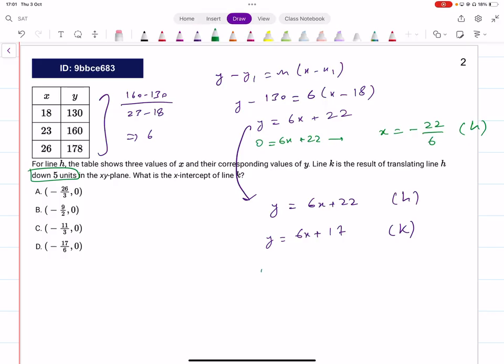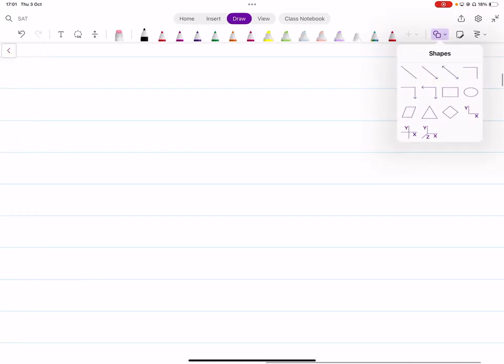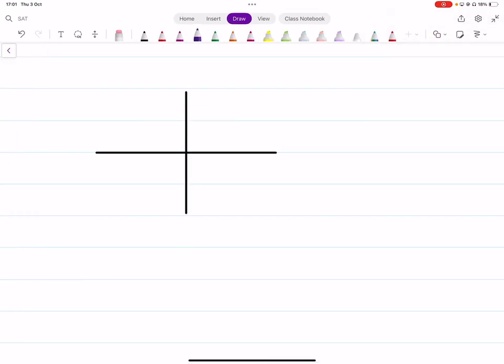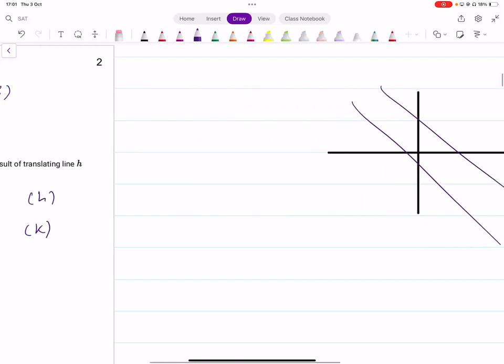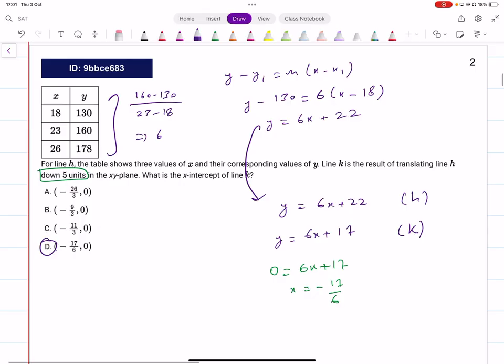Find the x-intercept of this equation. That's 0 equals 6x plus 17, and x equals minus 17 over 6. That's the x-intercept of this line that you were looking for. That is going to be D. Okay? Yes, Zara. We have this line. If it moves 5 units down, it becomes this. The x-intercept is not the same. Okay? You get it?